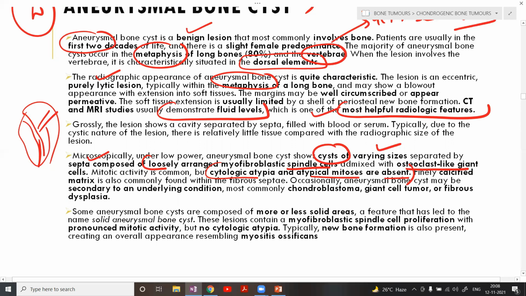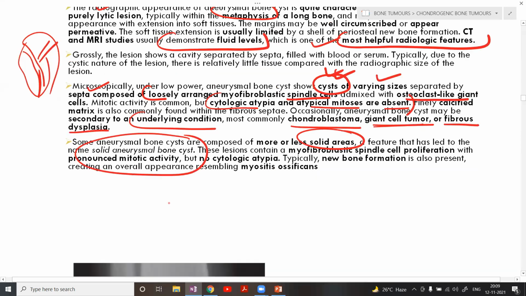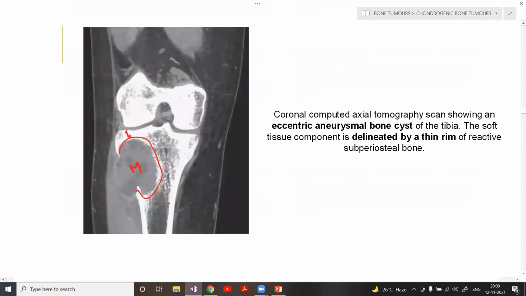Very important thing over here is that occasionally ABC may be secondary to an underlying lesion. It can occur secondary to GCT, as we have already seen. It can also occur secondary to a chondroblastoma, and secondary to a fibrous dysplasia as well. Now, very importantly, sometimes these cystic hemorrhagic areas might not be present. There might be just a solid area. This is called a solid aneurysmal bone cyst.